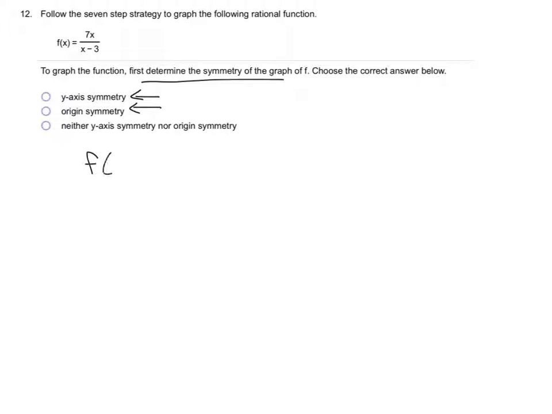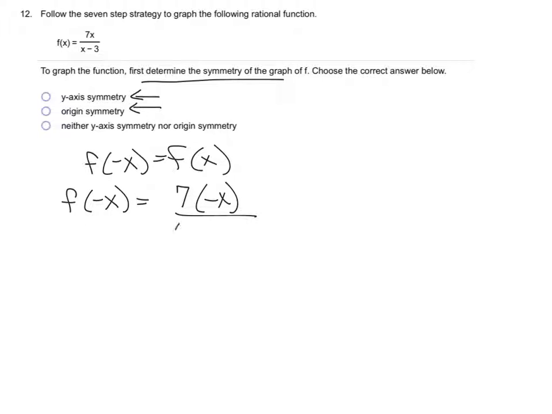For y-axis symmetry, f of negative x should equal f of x. First, we'll find f of negative x. That means I'll plug in a negative x wherever I see an x in the original problem. So I have negative 7x divided by negative x minus 3.